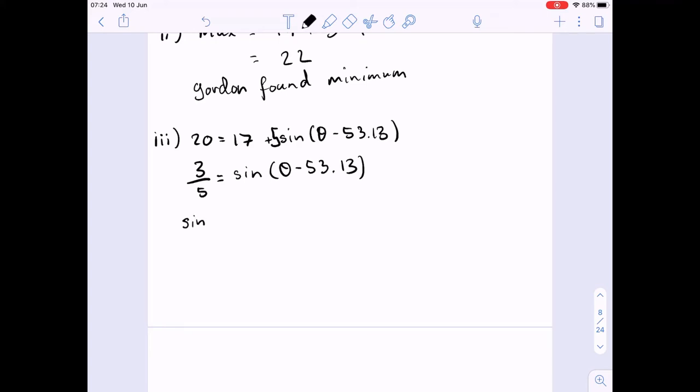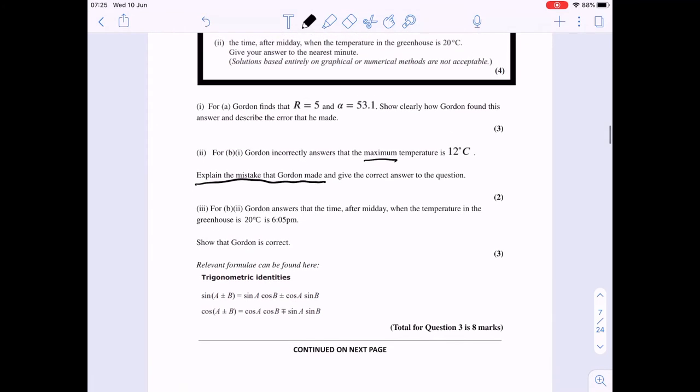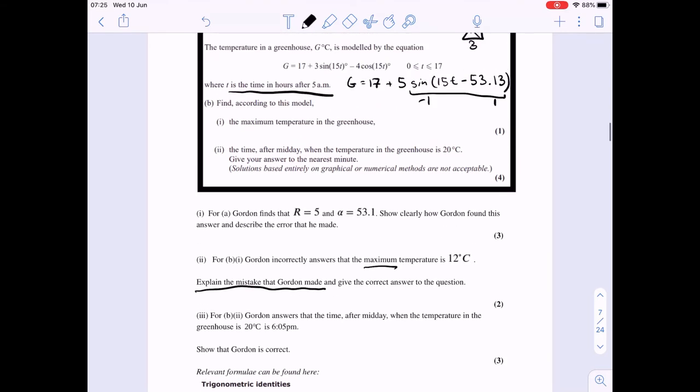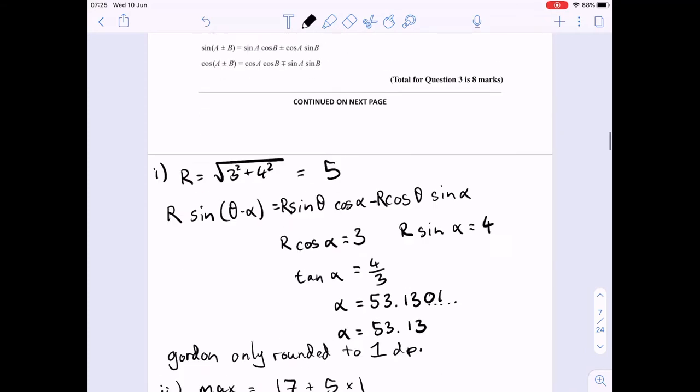So sine, and actually I'm not going to use theta, I'm going to use the unit that's given in the question, 15t. So I can just say that 15t minus 53.13 equals this 36.86989765... but is that the only one? I mean, it is asking for the first time after midday. Now we are looking at our information. It says that t is the time after 5 a.m. So if t comes out to be anything less than 7, this isn't going to be after midday.